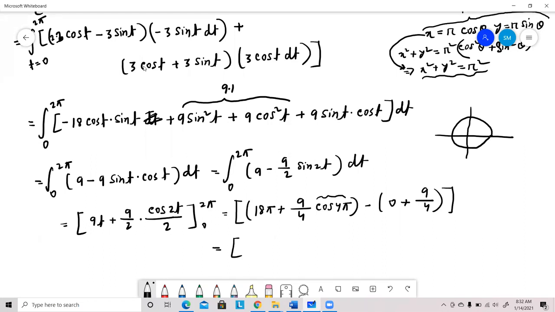So eventually we get 18 pi plus 9/4 minus 9/4. Ultimately we get 18 pi, which is the required work done when the particle moves around the circle. So we got 18 pi.